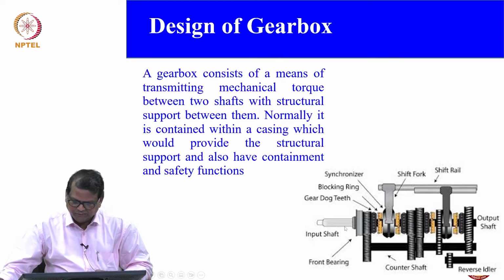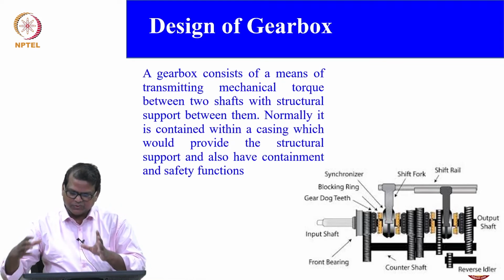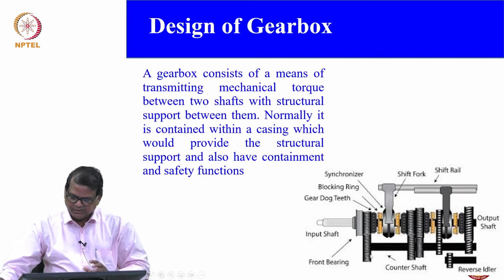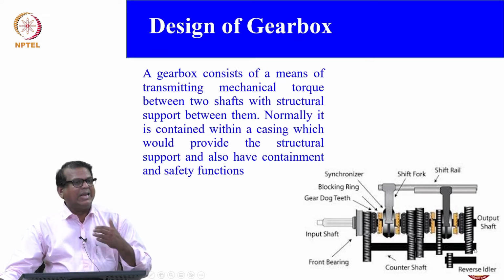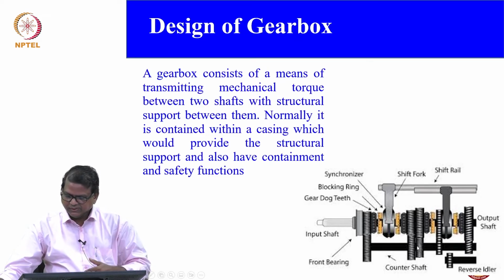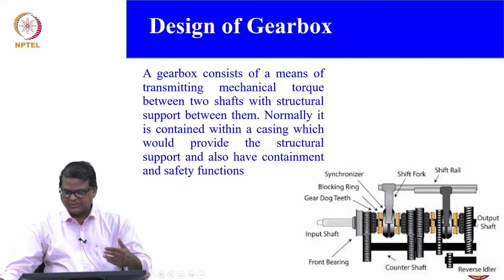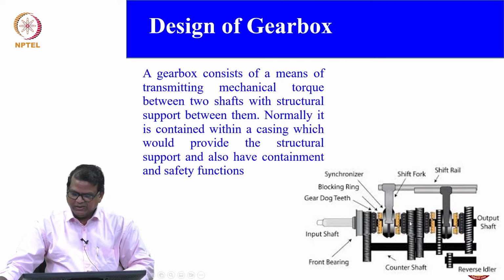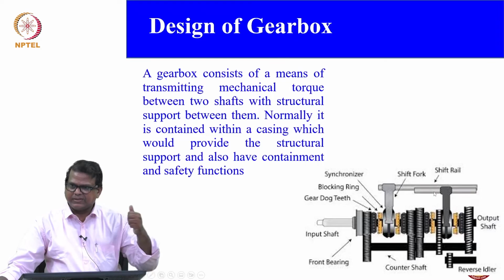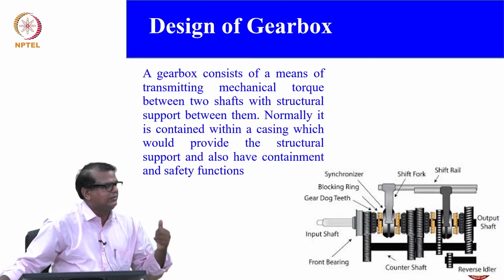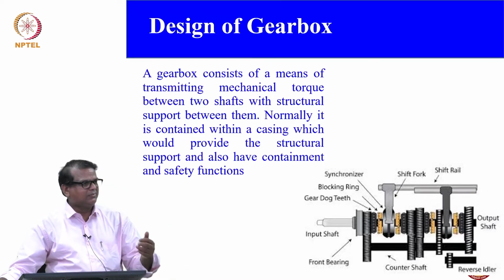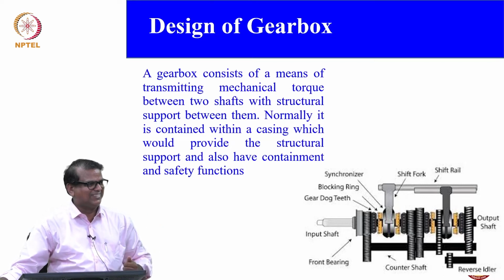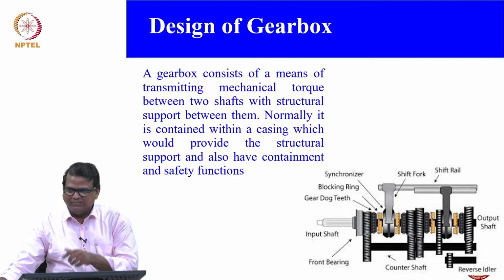This is the input shaft. I am just focusing only on the gearbox system. From there it goes to what is called the counter shaft or lay shaft. From the lay shaft you will have an output shaft. This is the output shaft, which goes to the next stage. And of course, you can see the shift fork and shift rail for selecting the first gear, second gear, third or fourth, including the reverse gear.